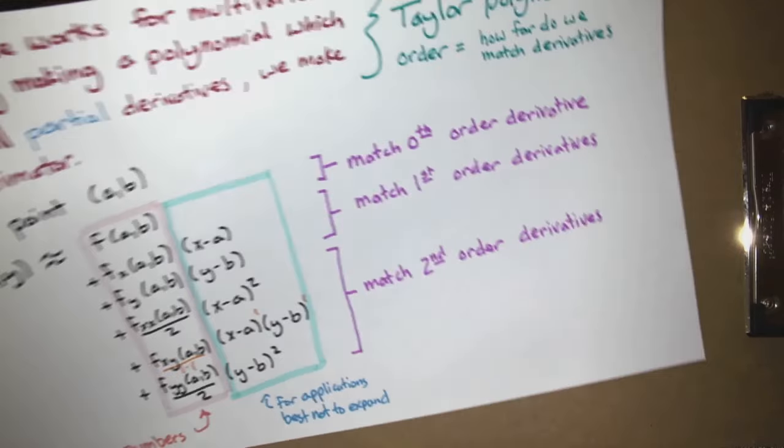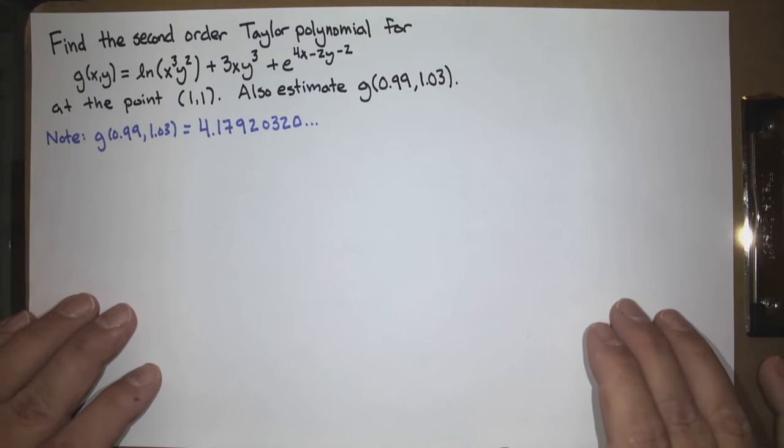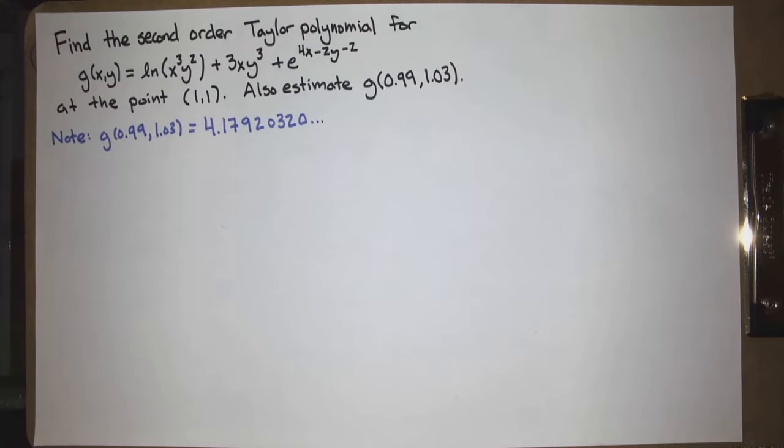At the end of the day, just always ask the question, what's happening with the partial derivatives? And do they match? If the answer is they match, you're good to go. And if they don't match, you don't have a Taylor polynomial.